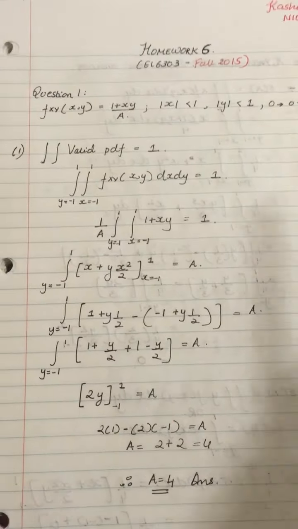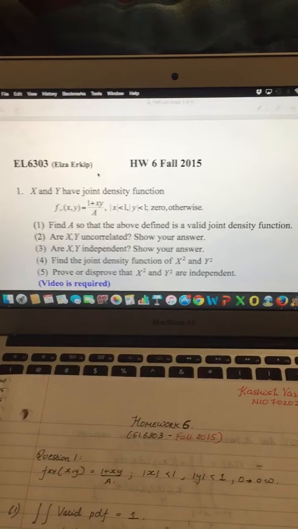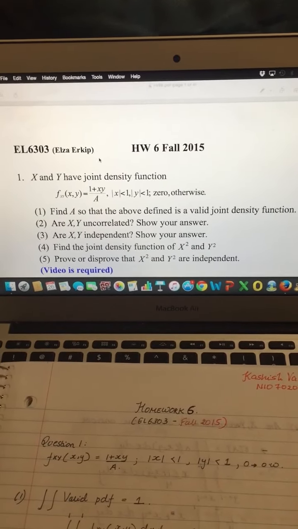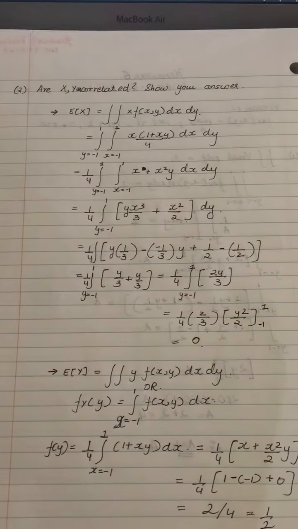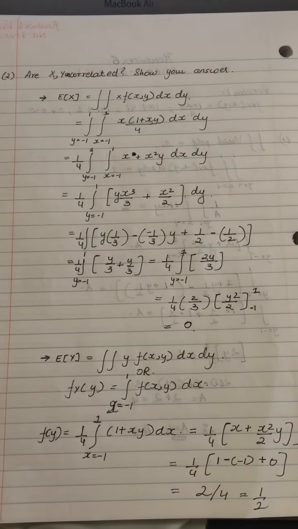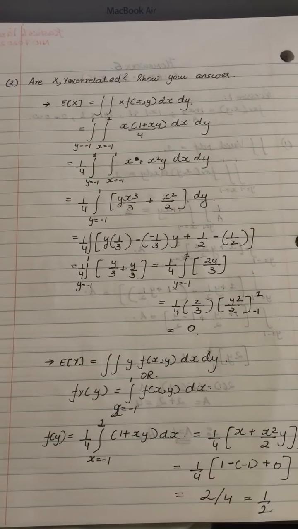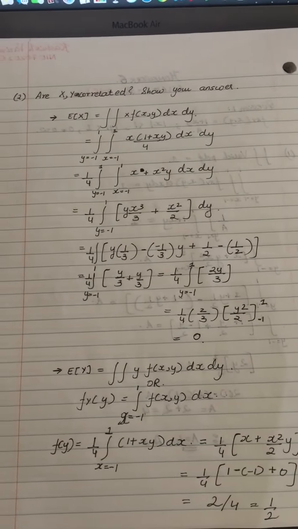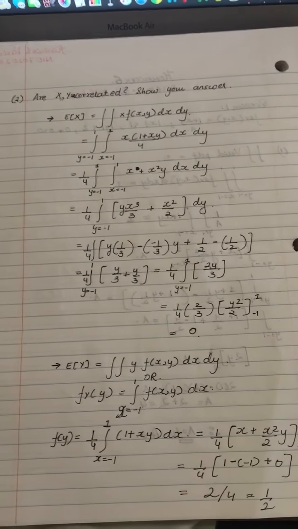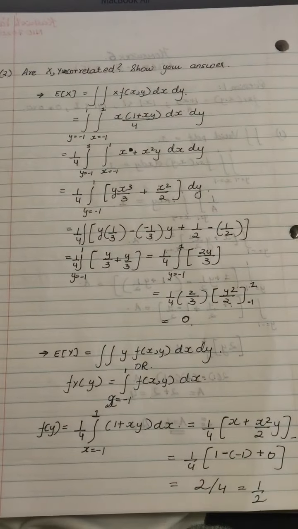So that was question 1, part 1. Part 2 is, are x and y uncorrelated? Show your answer. We know that the covariance and correlation coefficients are related, but to find the covariance we need to find mu of x, mu of y, and mu of xy, and we'll see the formula later.